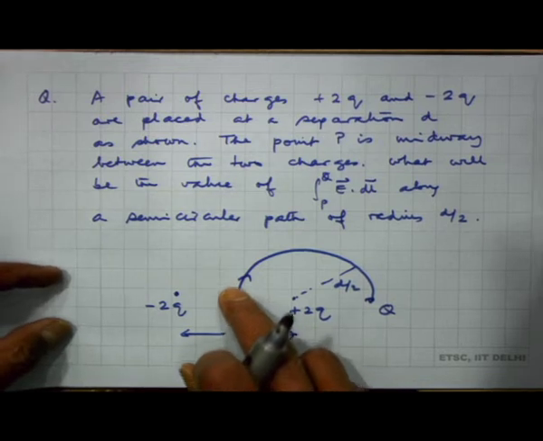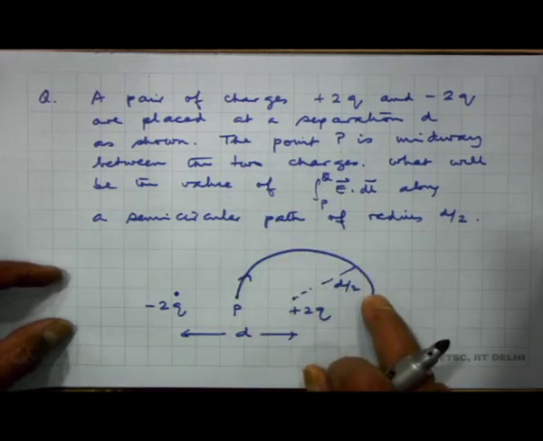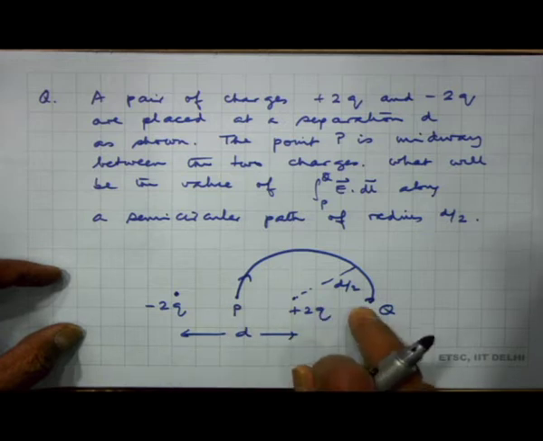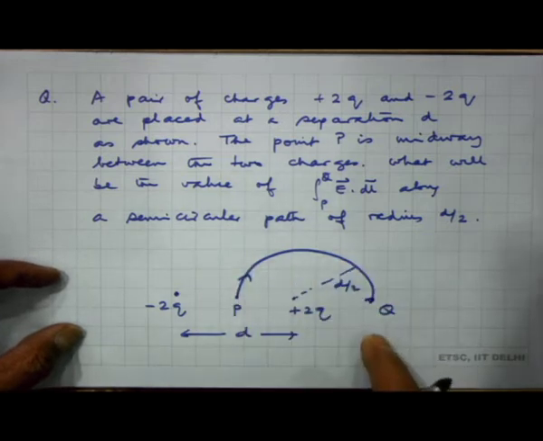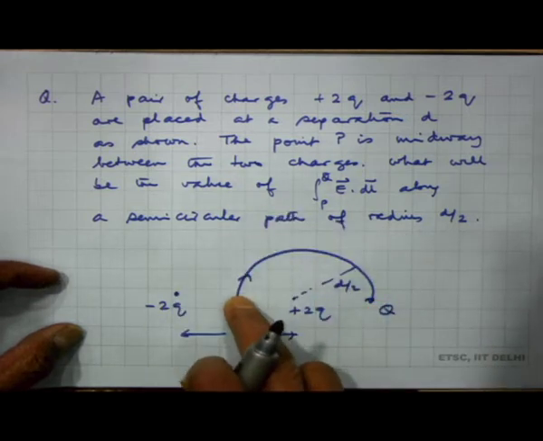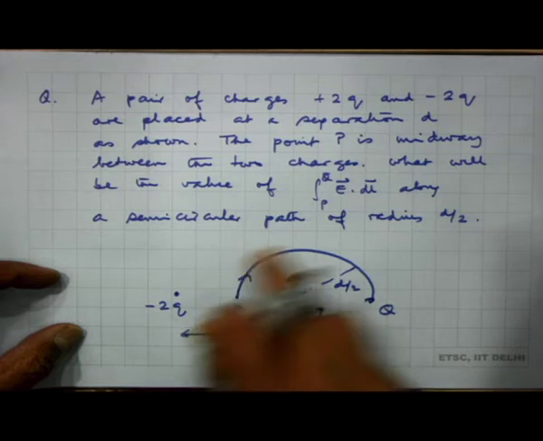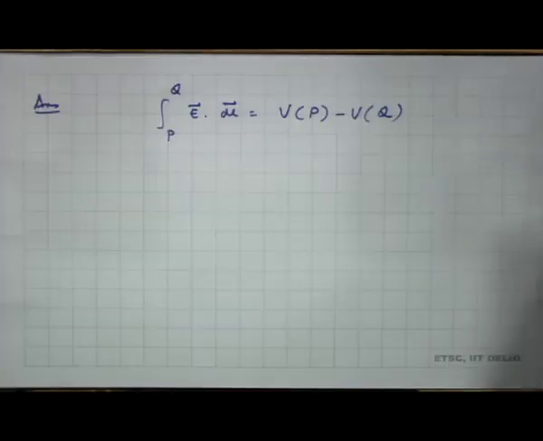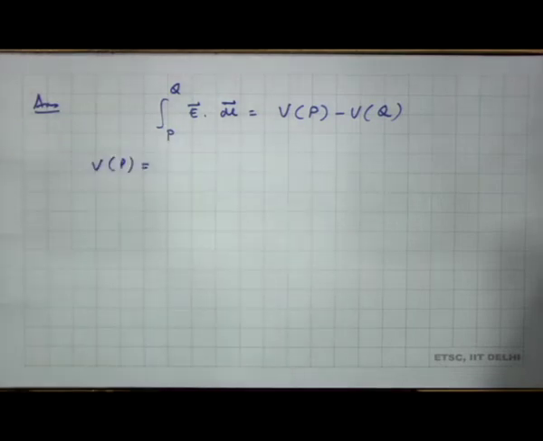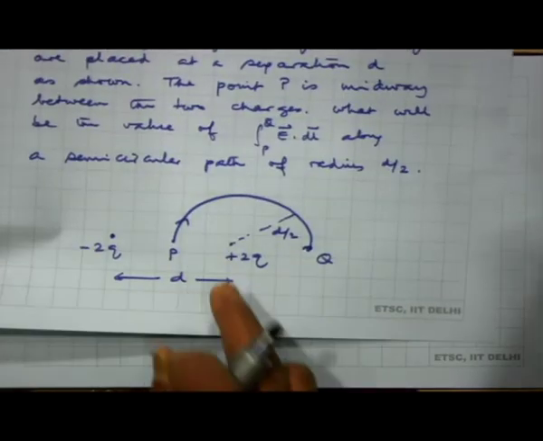Integral E dot dl from P to Q is simply the difference in potential between P and Q, irrespective of the path taken. So, whether I take a semicircular path here or another path here, as long as my starting point is P and ending point is Q, the value of integral E dot dl is nothing but Vp minus Vq. Now, what is Vp? The potential at P. Now, this point P is midway between these two charges.